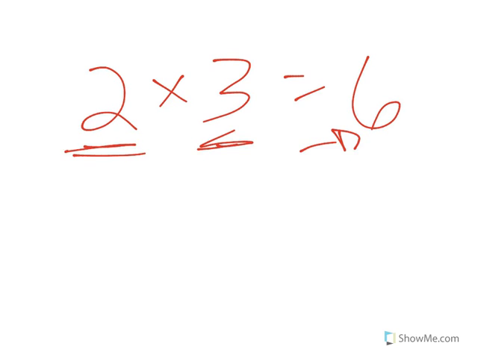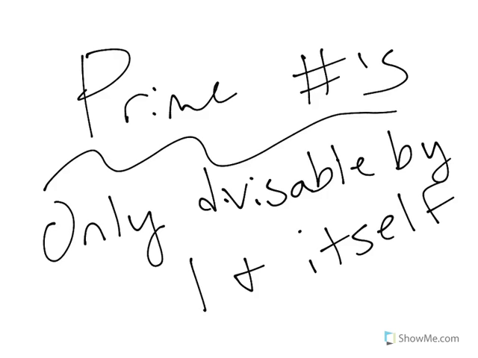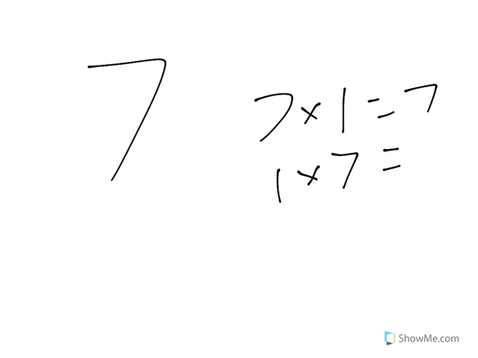The second thing you need to know is one that we went over a lot yesterday, but wasn't in the video, prime numbers. Prime numbers are numbers that are only divisible by 1 and itself. So, for example, 7 is a prime number because you can do 7 times 1 to get 7, and 1 times 7 to get 7, but there's no other way to get to 7. You can't do 2 times anything, 3 times anything to get to 7.